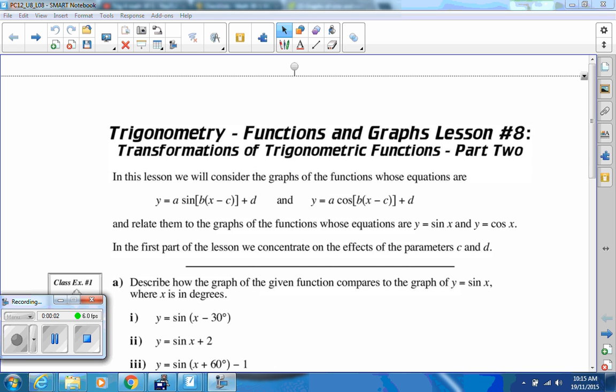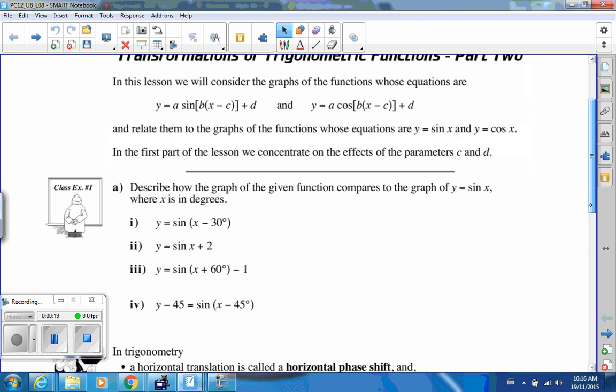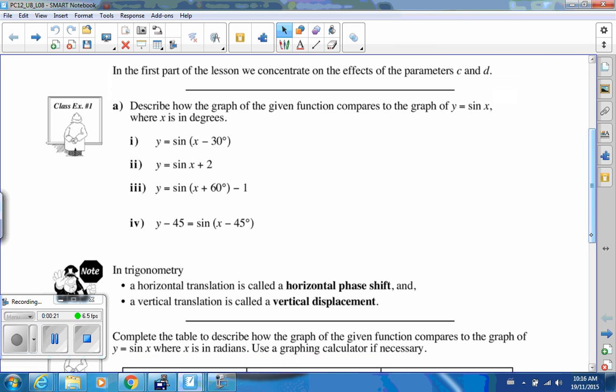All right, here we have lesson 8. This is where we're just transforming these trig equations again. Now we're bringing in all of the different pieces, so we're also translating left and right and up and down and all that good stuff. But again, basically it's the same stuff we've just been doing all course. So it's nothing really all that surprising.